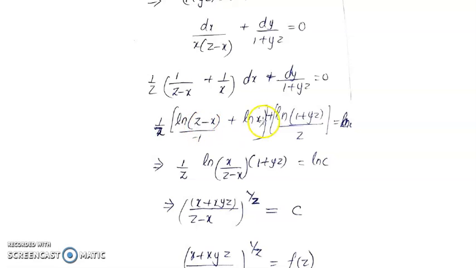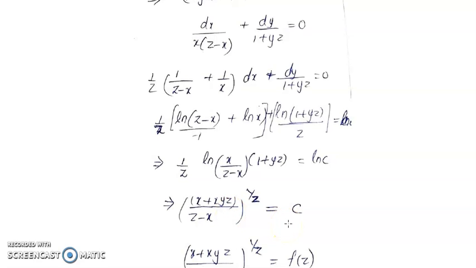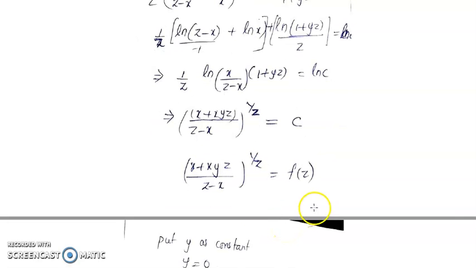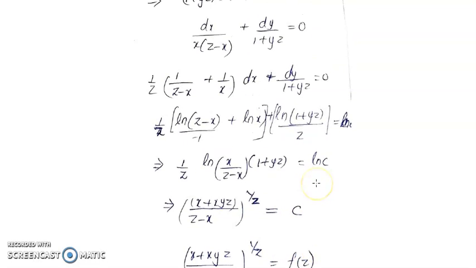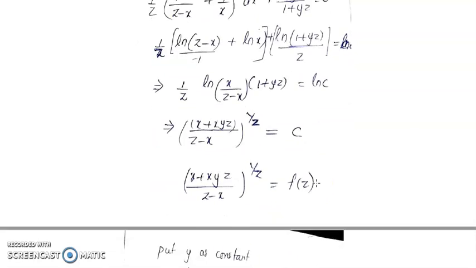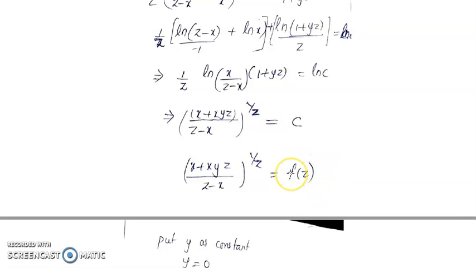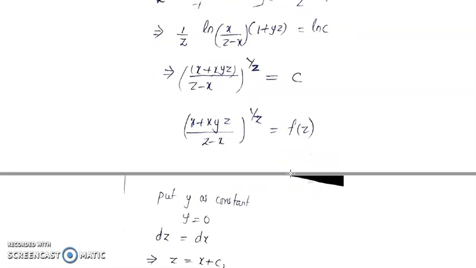Let us combine the logs. So you have it in the form log a plus log b. 1 by z is a constant. So when you simplify you will get x plus xyz by z minus x whole raised to 1 by z equal to c. So okay, by Natani's method, c here, I have assumed z to be a constant. So c will now be f of z.